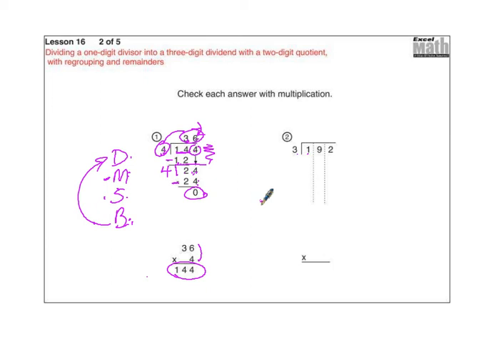That doesn't work. Not enough in 1 to divide it by 3. So I join the 1 with the 9 to make it 19 divided by 3. And skip counting kind of helps in this. You can go up. You can't go over the number, but you can count up to it.